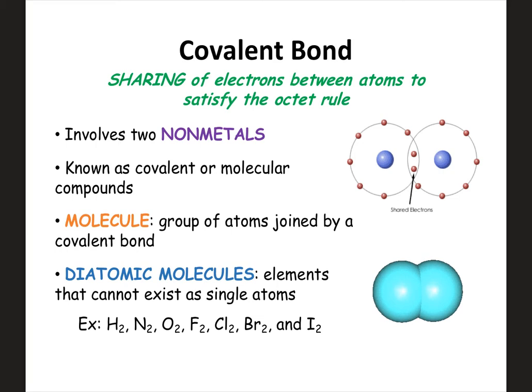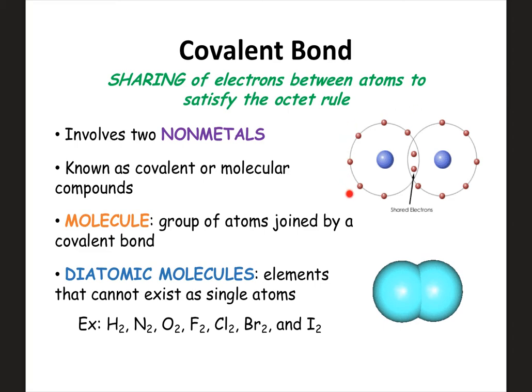But this is different for covalent. Covalent involves 2 nonmetals. Okay, that's important. You have to be able to recognize that a covalent compound, a covalent bond, is going to be between 2 nonmetals. So you do need to be able to recognize the nonmetals. And in order to get happy, each of the elements is not willing to totally give up their electrons, but they are willing to share to get happy.